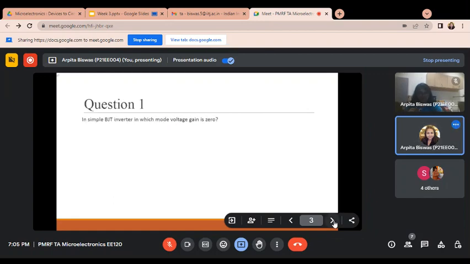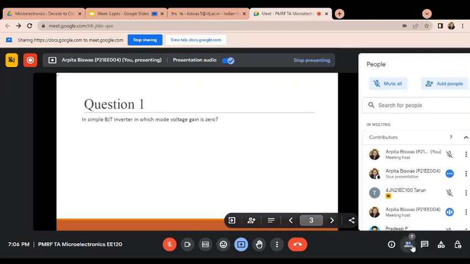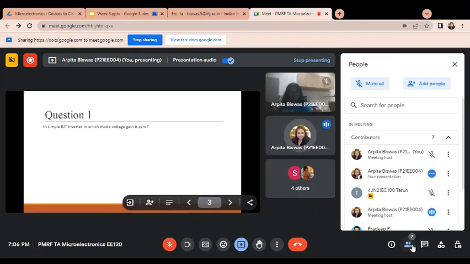So this is question number one. In a simple BJT inverter, in which mode is the voltage gain zero? Please unmute yourself and try to give the answer. Saturation. Sorry, I did not get you. In which mode? Saturation mode. Okay. Anyone else? In which mode is the voltage gain zero?